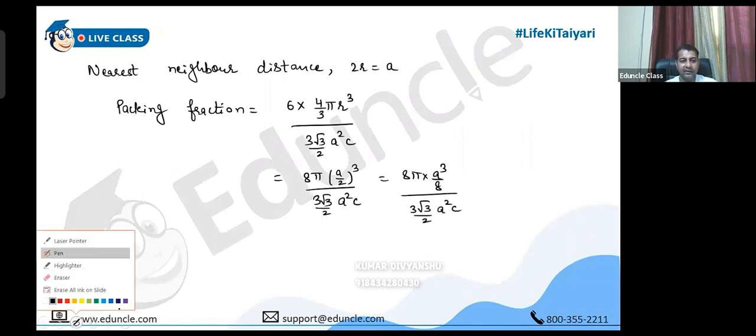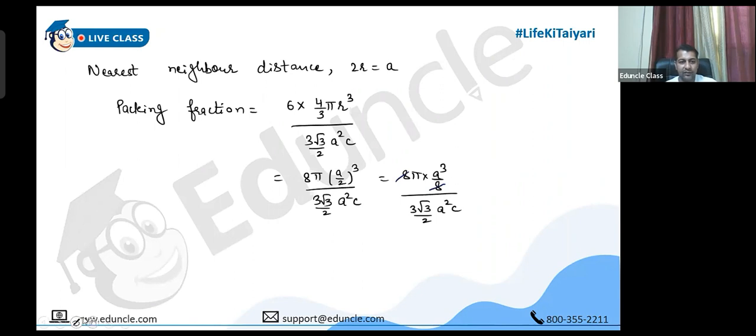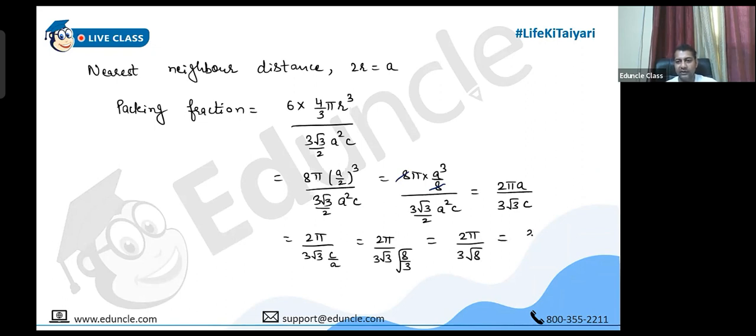So this 8 will get cancelled with 8. A square also gets cancelled with A square. And we are left with 2 pi A 3 root 3C. Now we can substitute for C by A ratio, which is 8 by 3. And root 3 will get cancelled. So it will be 2 pi by 3 root 8. And root 8 is nothing but 2 root 2. So 2 also gets cancelled. So pi by 3 root 2.